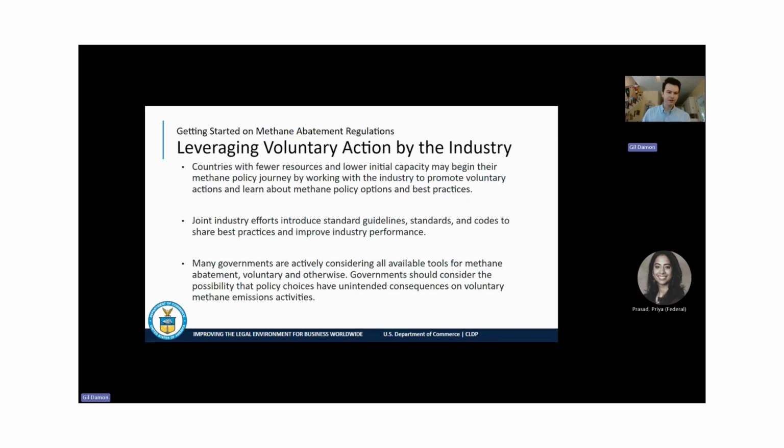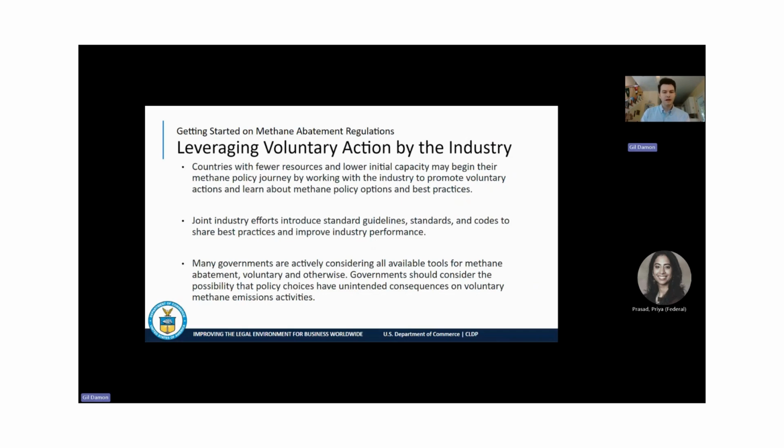So, leveraging voluntary action. We talked just a little bit earlier about information regulations, and information regulations often do lead into voluntary action. So we've got countries with fewer resources that often have lower initial capacity, and they may want to promote voluntary actions in order to achieve methane abatement early on. There can be joint industry efforts to produce industry-specific guidelines and standards and codes.